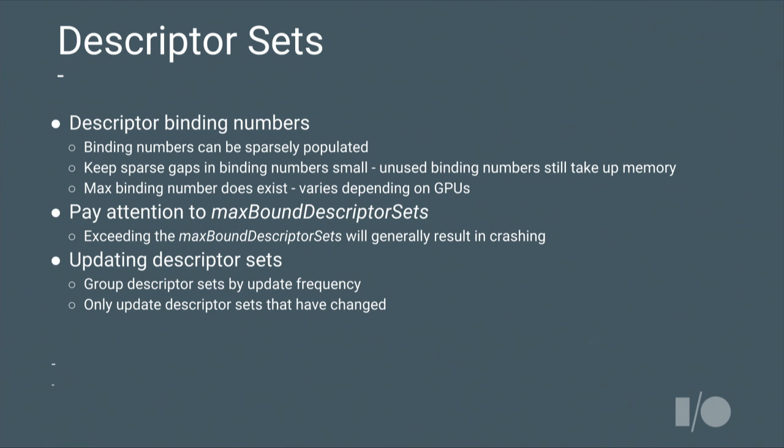The descriptor set binding numbers. You can sparsely populate binding numbers on the descriptor sets, but keep the gaps small, because unused binding numbers still take up memory. There also is a max binding number. It's not obvious, but if you try to assign a binding number of like 32,000, most GPUs won't support it, and the validation will call it out, and tell you that your binding number is too big.